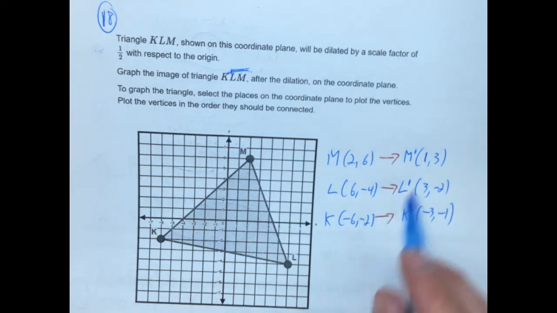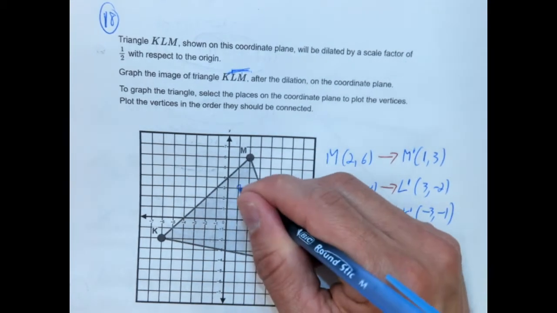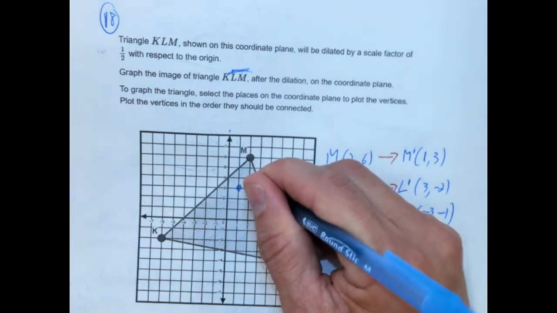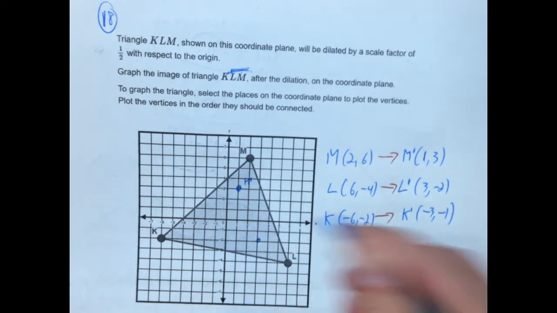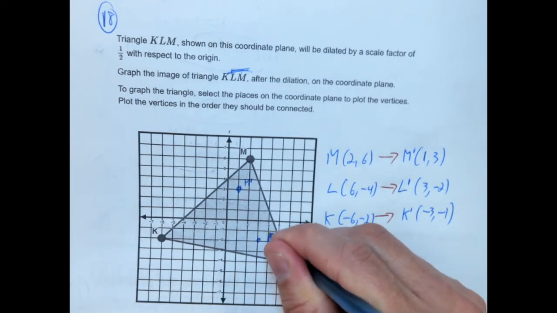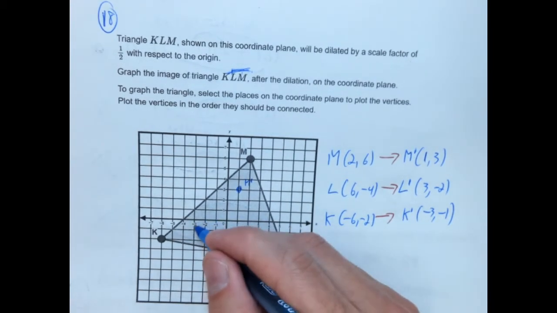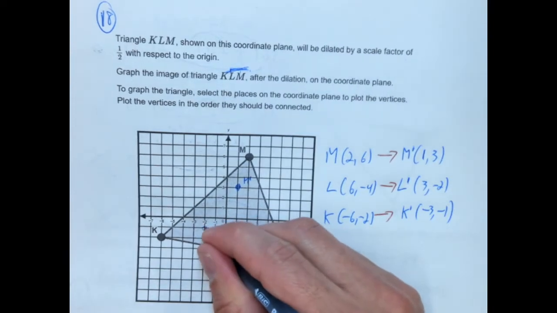It's going to be dilated. So 1, 3 is 1, 3, and that's our M prime. 3, -2. That's our L prime. -3, 1. Sorry, -3, -1. That's our K prime.